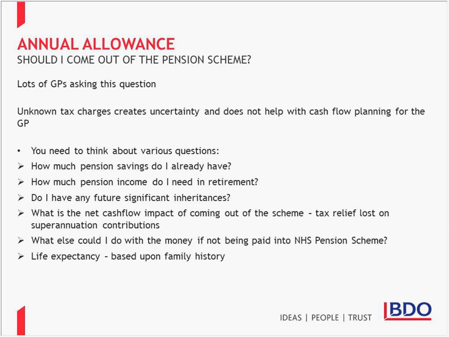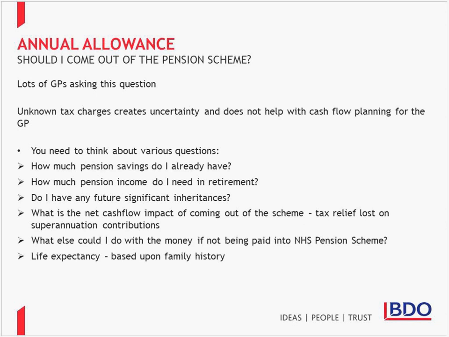So look at your total reward statement and see what pension you're already entitled to and what you need in retirement. Do you like to go on extravagant holidays? Will your mortgage be paid off? What kind of lifestyle will you have in retirement, and how does that compare to the money that you might need to live on? Also consider any future significant inheritances that you might receive.